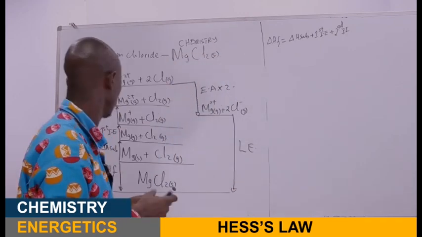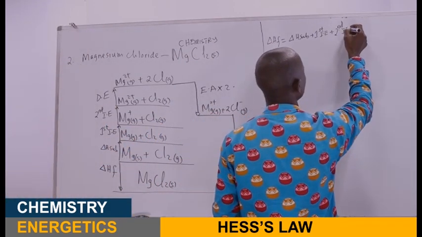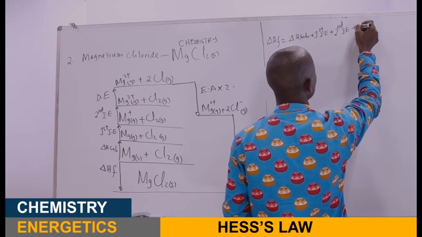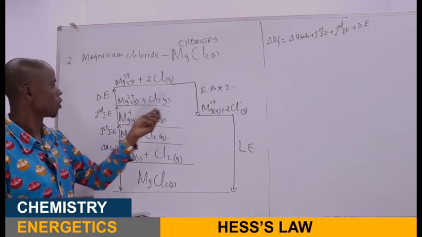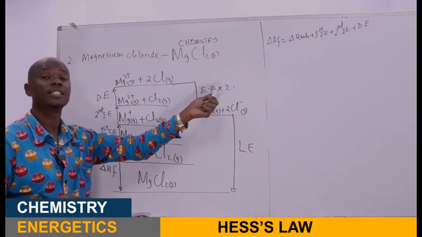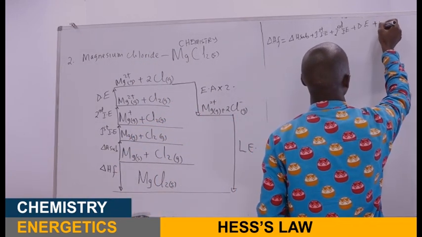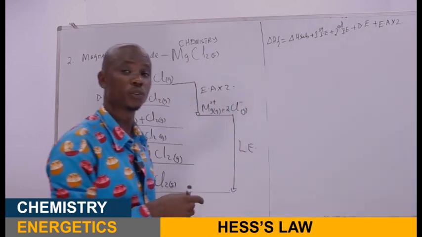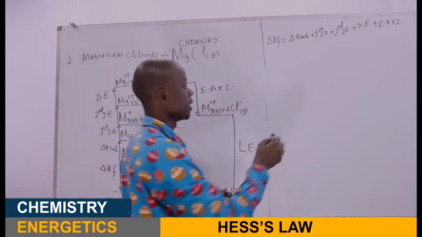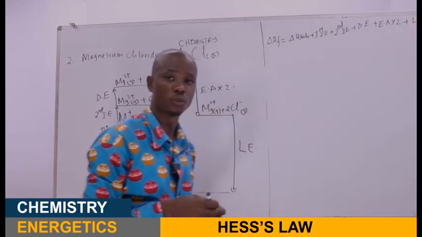Second ionization energy. We go to the third one, dissociation energy. We go to another one, electron affinity times 2. It is important to remember. Electron affinity times 2. Then we finish with the last one, lattice energy. That is the formula to use.